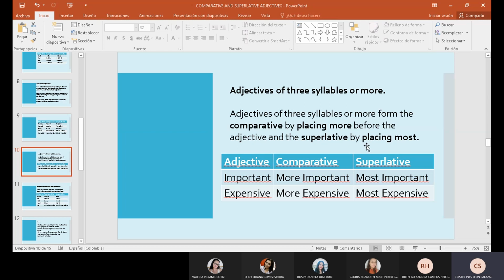And the adjectives in the superlative by placing most.